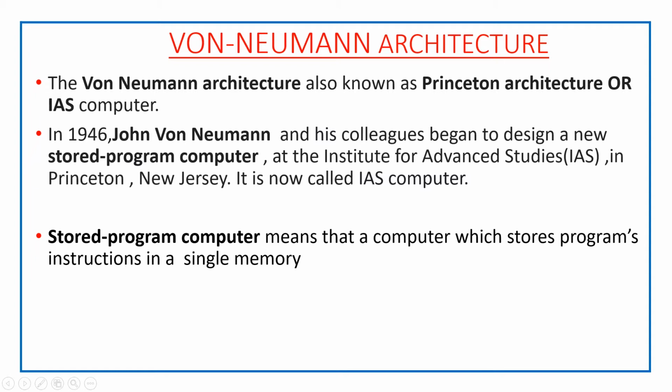Next, let us see what a stored program computer is. A stored program computer means a computer which stores program instructions in a single memory. That means in one single memory, programs and instructions, meaning data and instructions, are stored. So it is known as a stored program computer, meaning in one memory data and instructions are stored.